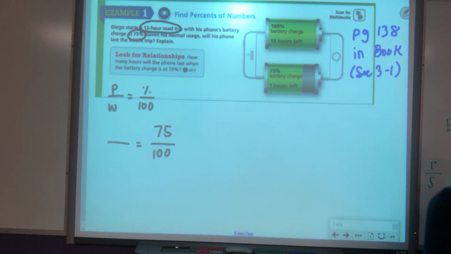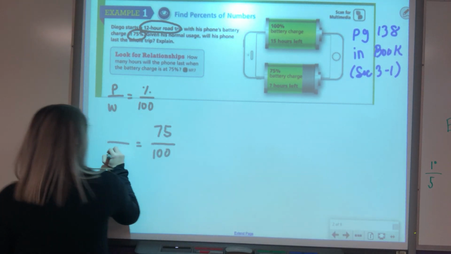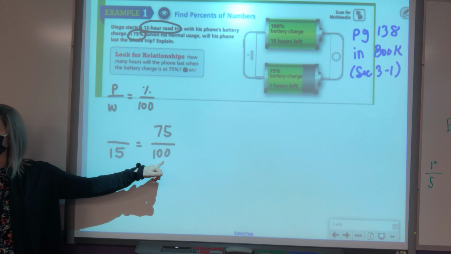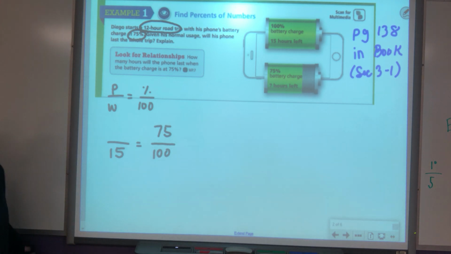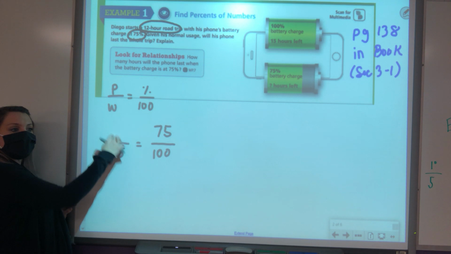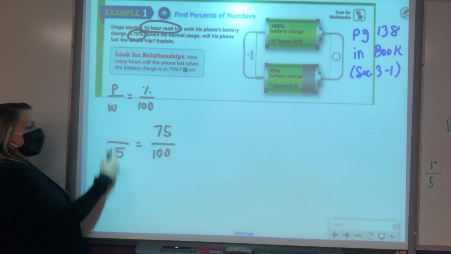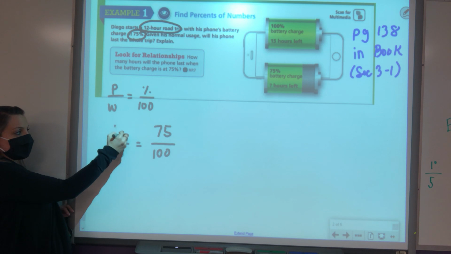Where does the 15 go? It goes at the bottom. Why? 100%, that's the whole. The whole battery is how many hours? I'm sorry, not 15%, but 15 hours. So 15 is with 100, correct? We don't know how long the battery will last if we're at 75%, correct? So what goes here? X.